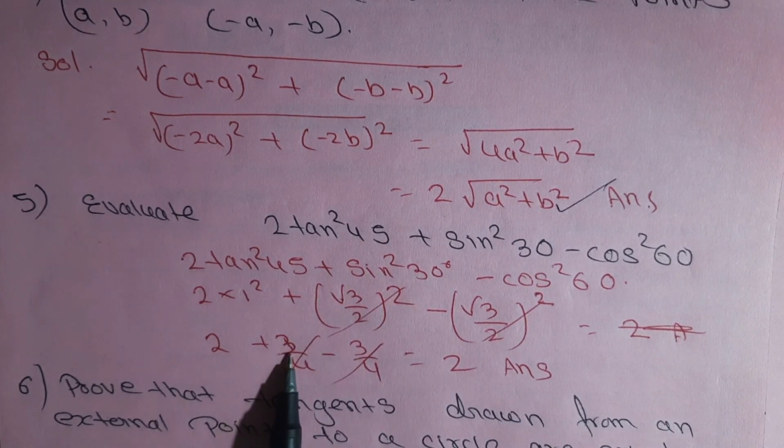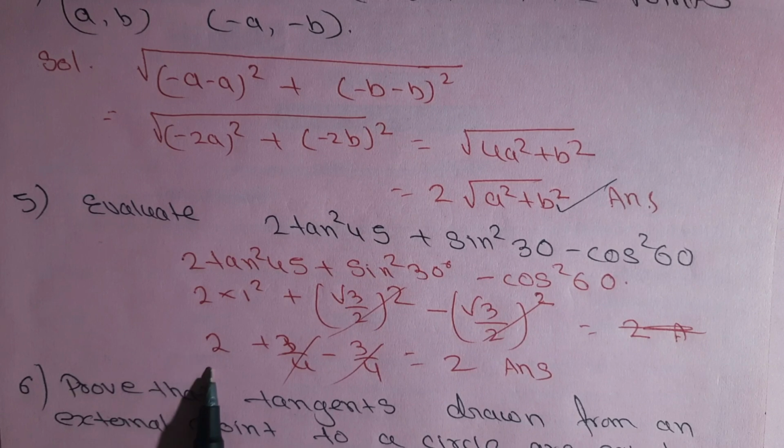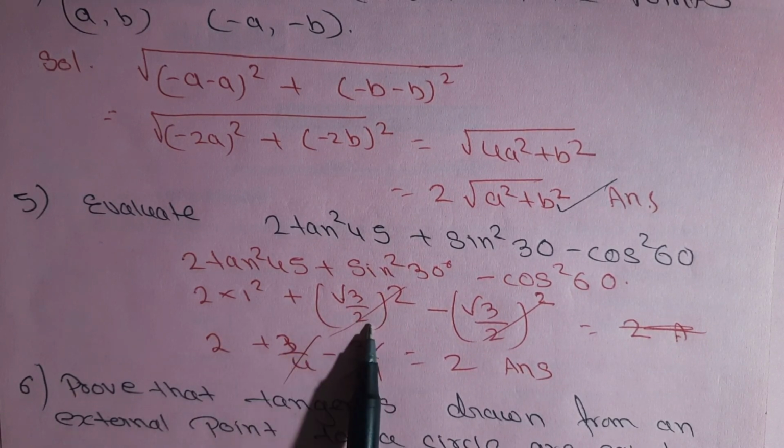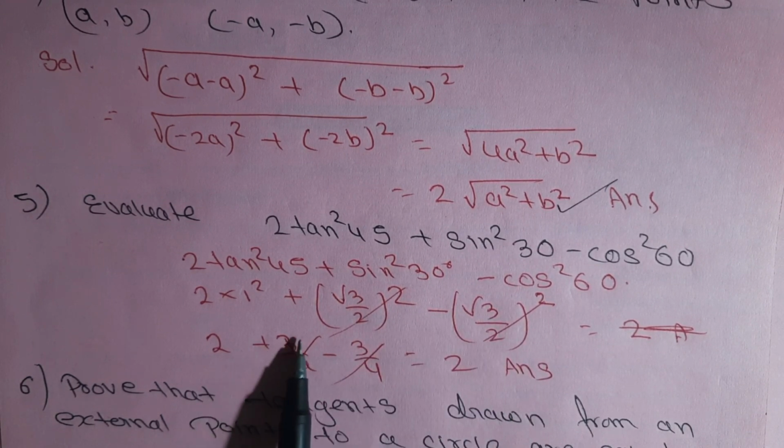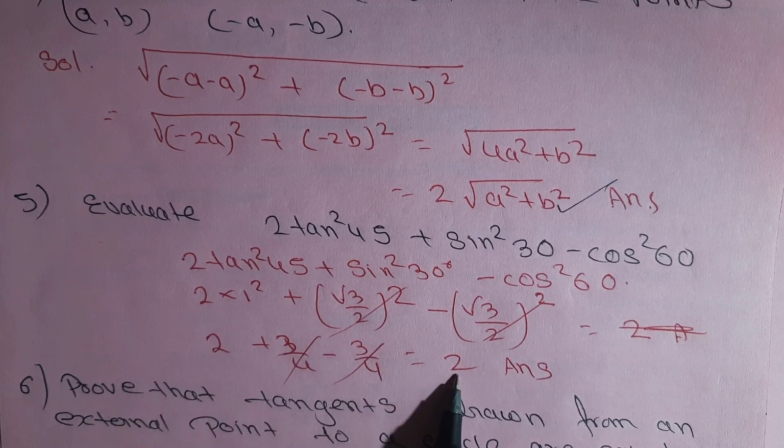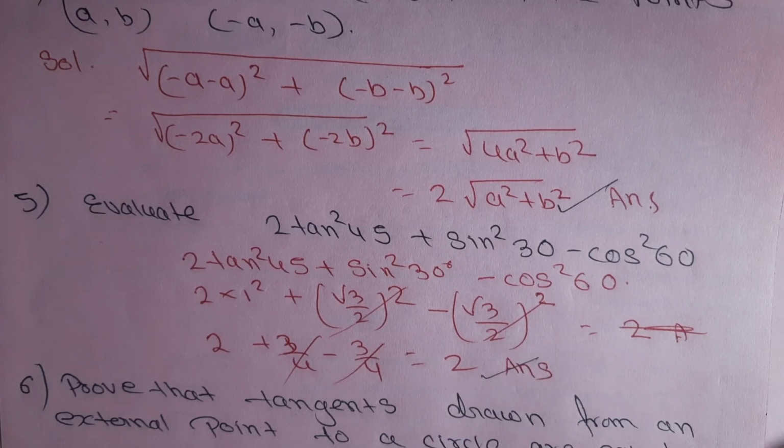Root 3 square will be 3. These two ones are 2. As it is we have written. Root 3 square will be 3 and this 2 square will become 4. The square of root 3 is 3 and the square of 2 is 4. Now plus 3 by 4 minus 3 by 4 will cancel each other. Now 2 will be left. So 2 is the answer for this.